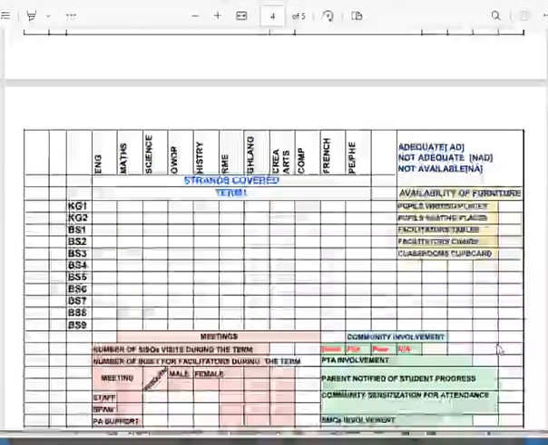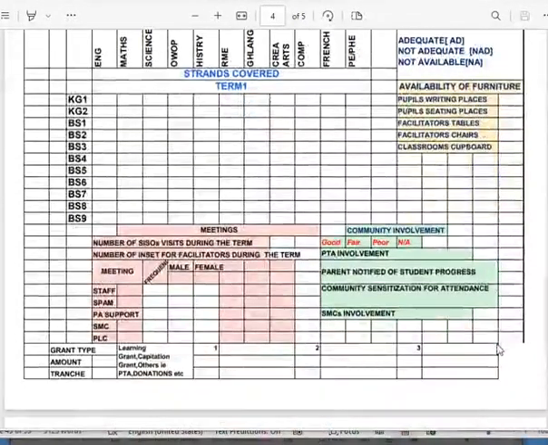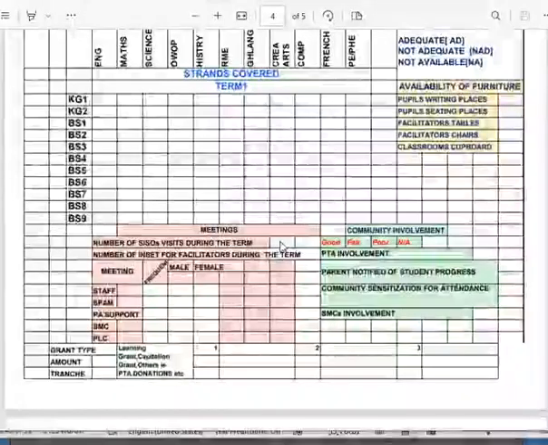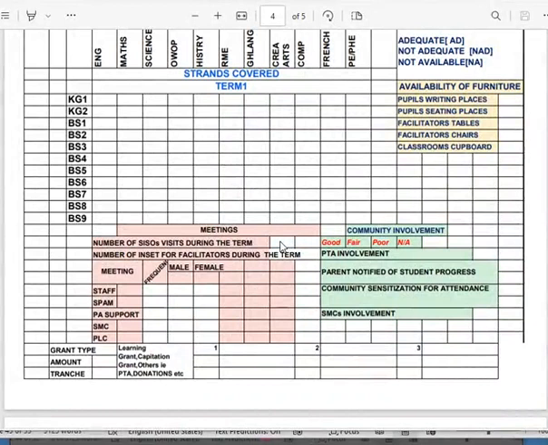Then you continue to tackle the number of meetings organized or held in the school community. So under meetings, you have to record the number of CISO visits during the term. Again, the number of CISO visits during the term, you put it over here. If it is 4, 3, or 1, you put it over here. Number of INSET sessions for facilitators during the term.